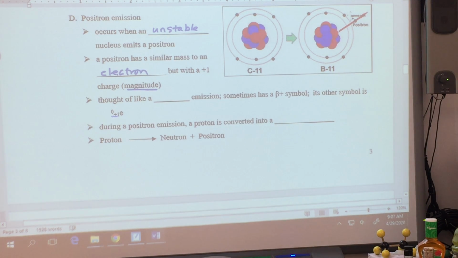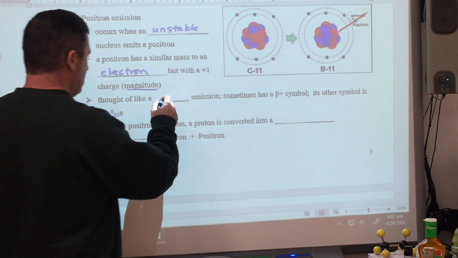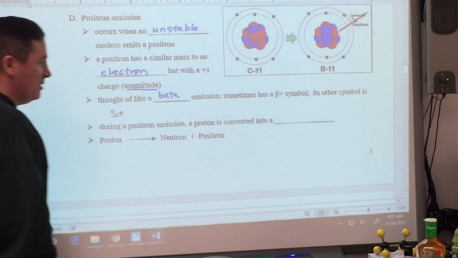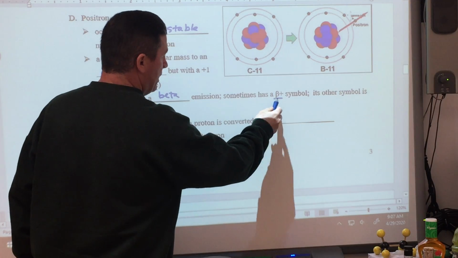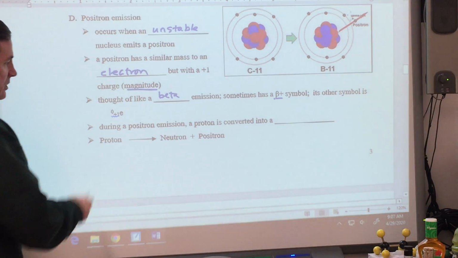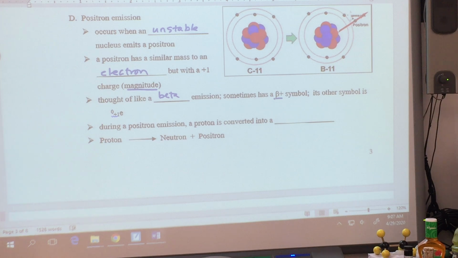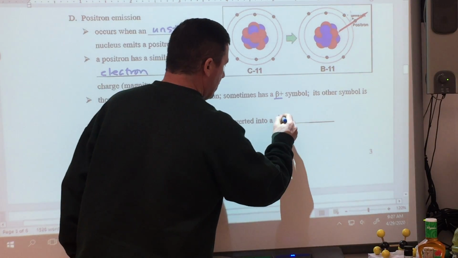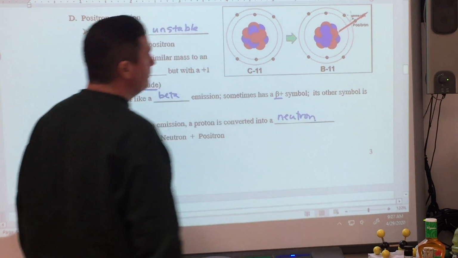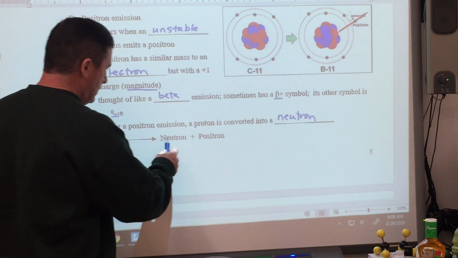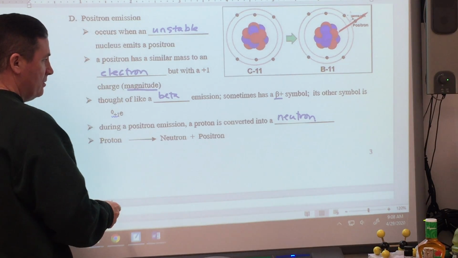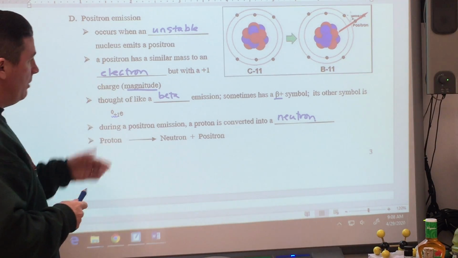Okay? And you can also think of this kind of like a beta emission, because beta emission is an electron, okay? And it's sometimes shown as a beta plus, and as I showed you before, it's also shown like an electron with a positive one. All right? So what happens? If a positron is emitted, a proton gets converted into a neutron and then a positron. So we're losing a proton here.